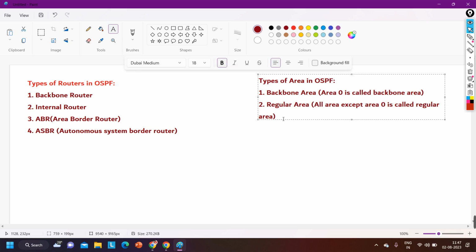So area 1 is regular area. Regular. Area 0 is backbone area. Getting my point?